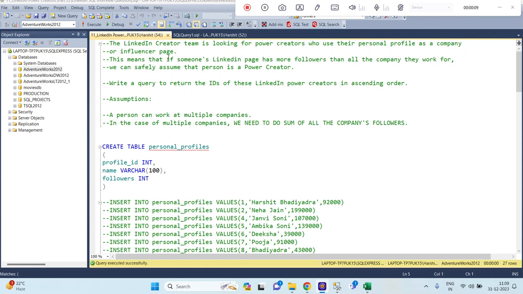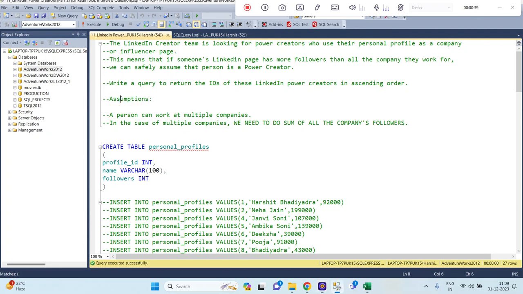The LinkedIn creator team is looking for the power creators who use their personal profile ID as a company or influencer page. This means that if someone's LinkedIn page has more followers than all the companies they work for, we can safely assume that the person is a power creator. Write a query to return the IDs of these LinkedIn power creators in ascending order.